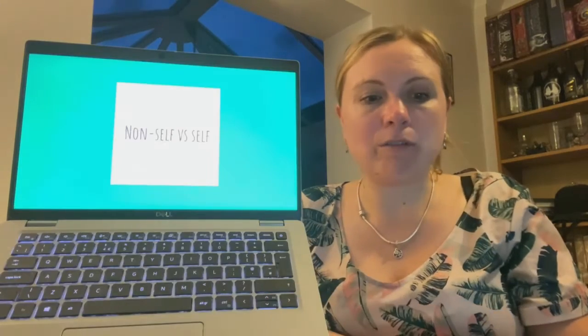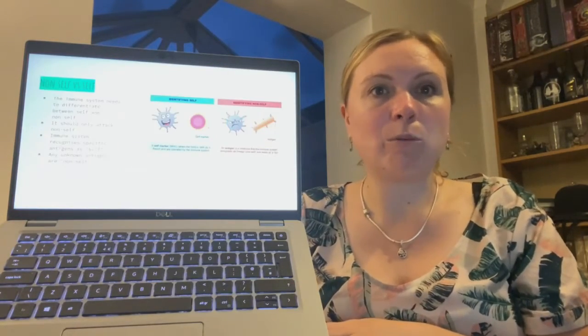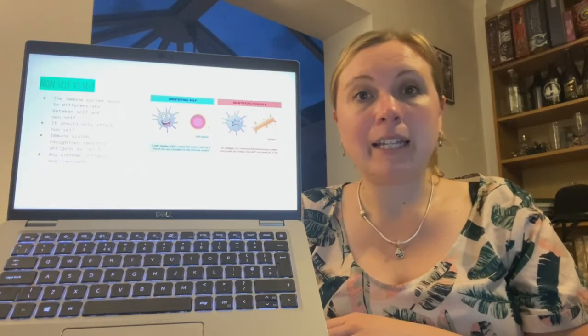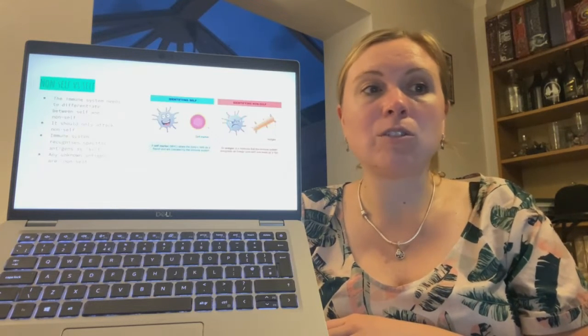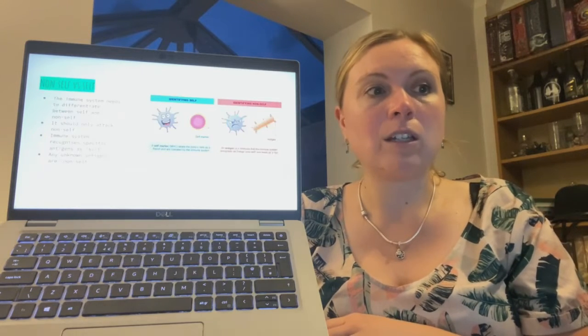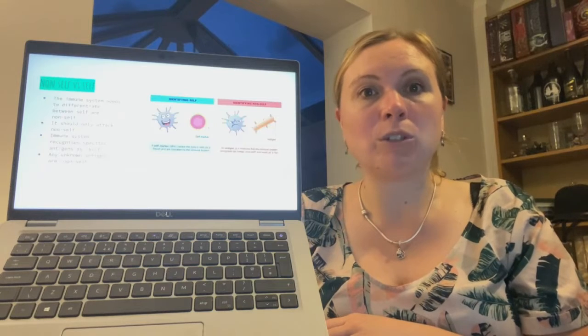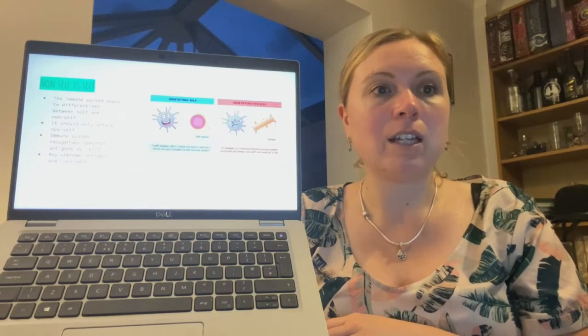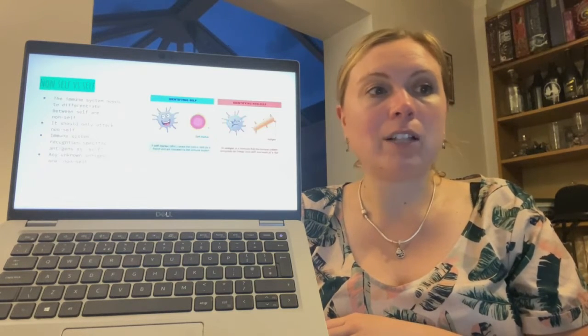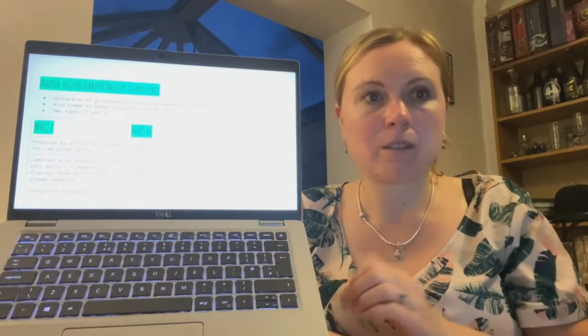Now we have non-self versus self. The immune system needs to be able to identify what is self and non-self. Anything that is self is safe, and anything that is non-self should be attacked, and the immune system must respond. The immune system looks for markers known as MHC, which will be explored in more detail on the next slide. These will identify the cell or antigen as self or non-self, as friend or foe.